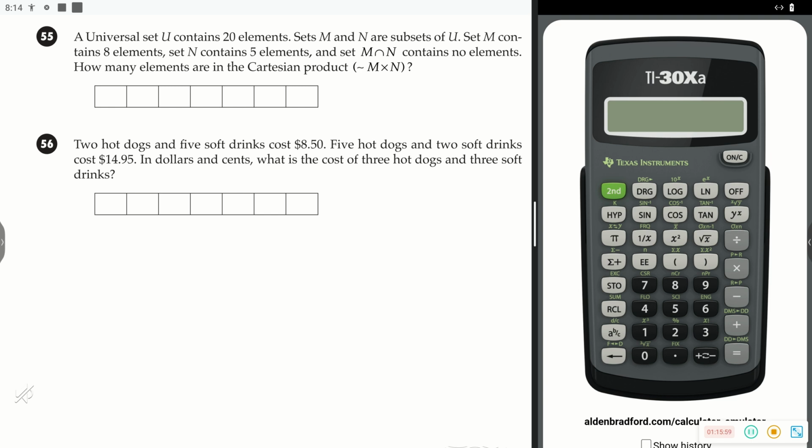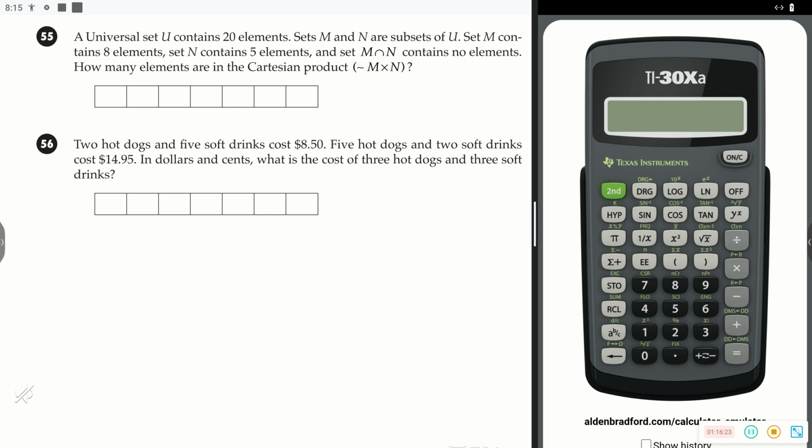It says a universal set U contains 20 elements. Sets M and N are subsets of U. Set M contains 8 elements. Set N contains 5 elements. And set M and U contains no elements. How many elements are in the Cartesian product of not M times N? All right, so that sounds like a bit of a twist, right?